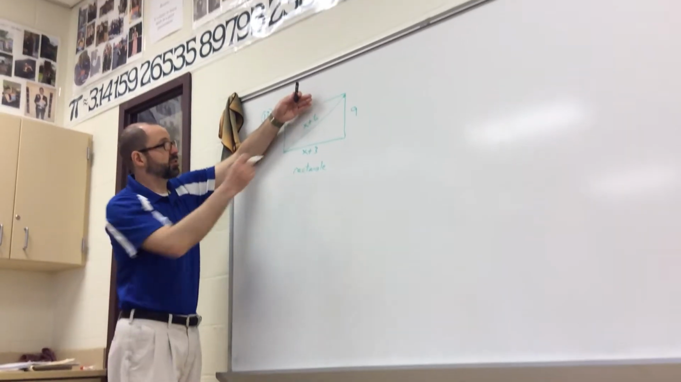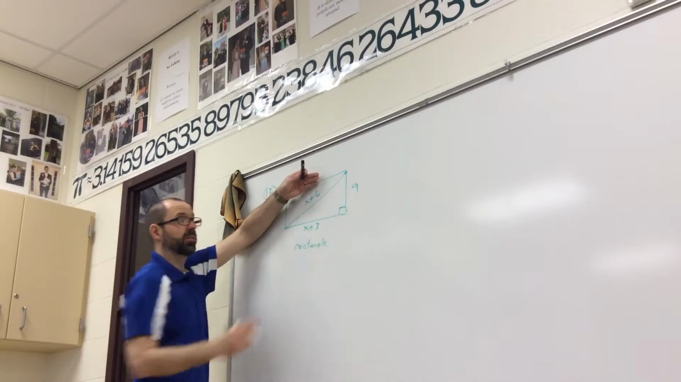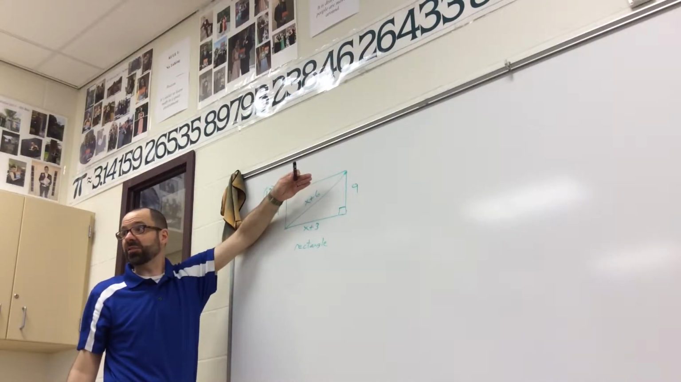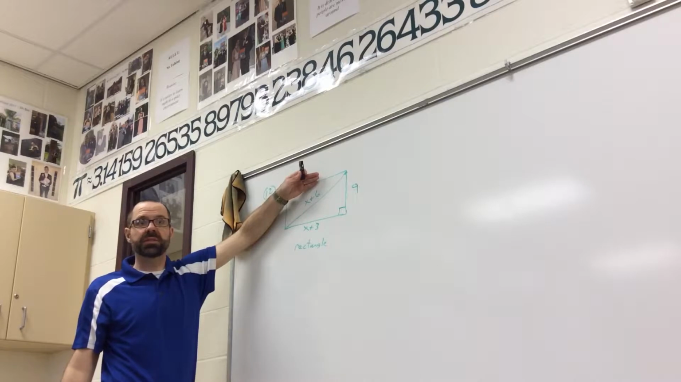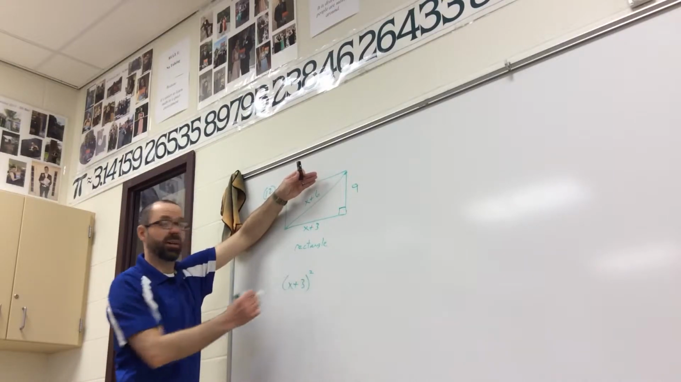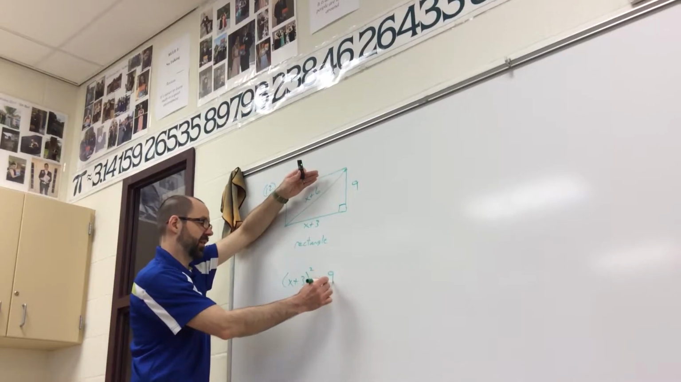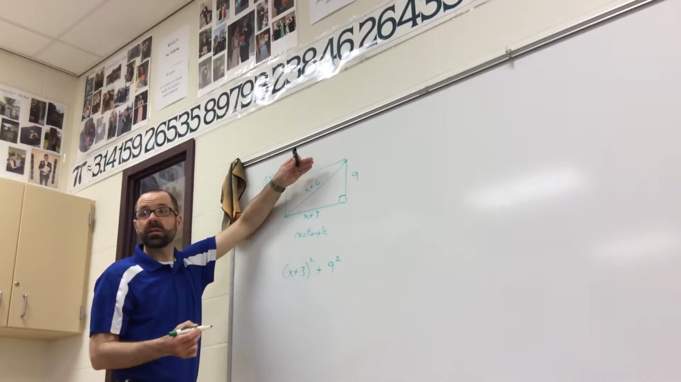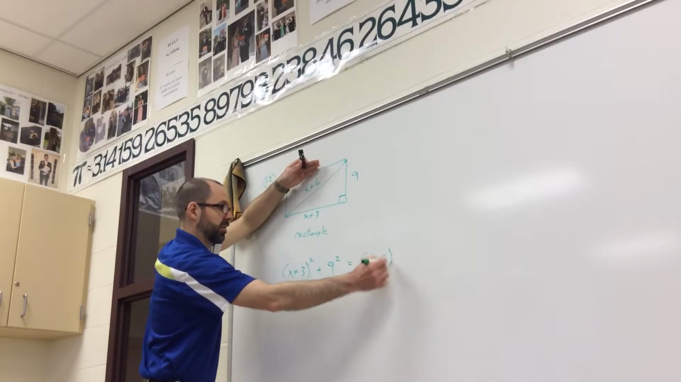Then I'm going to look at this triangle here. And it's a right triangle, because rectangles have 90-degree angles in them. So since this is a right triangle, that means the Pythagorean theorem applies. So we can do leg squared plus leg squared equals hypotenuse squared.